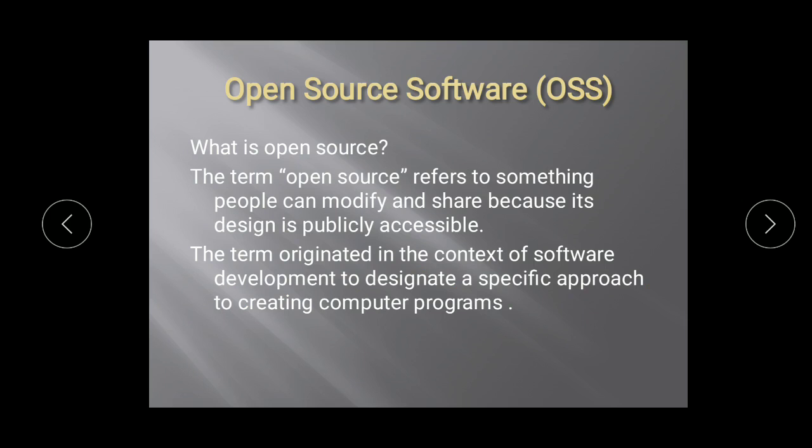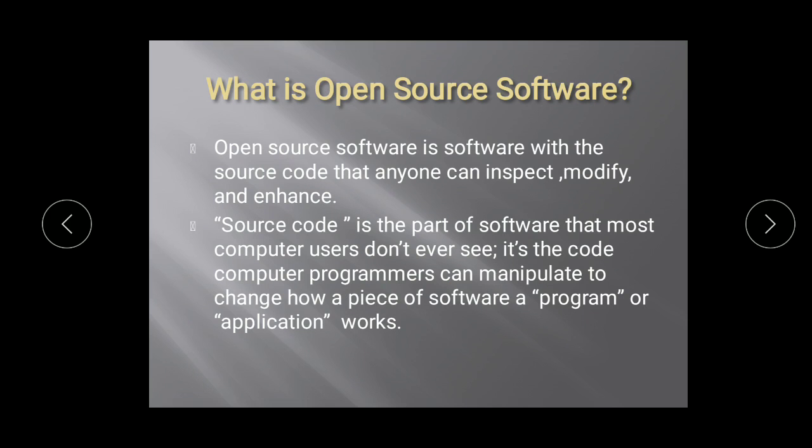Now, the next question which comes to mind is: what is open source software? We heard what open source is. Now we'll see what open source software is. Open source software is software with source code that anyone can inspect, that anyone can check. Inspect means checking. They can modify, make changes, and enhance, meaning they can use it anywhere or save those changes as well.